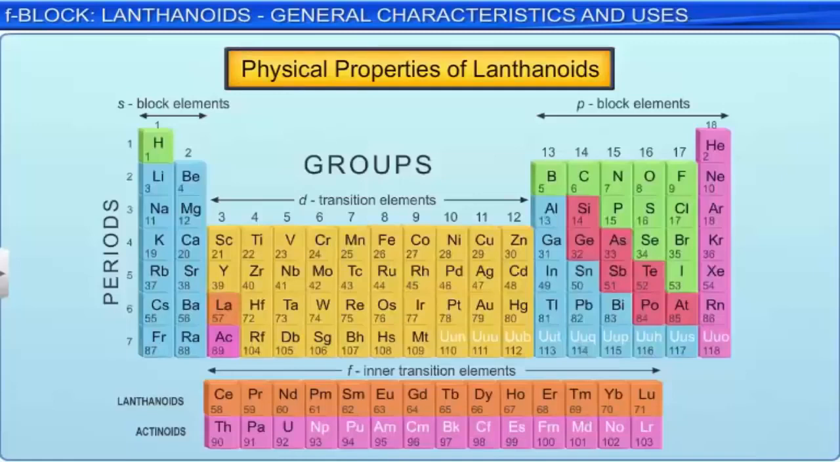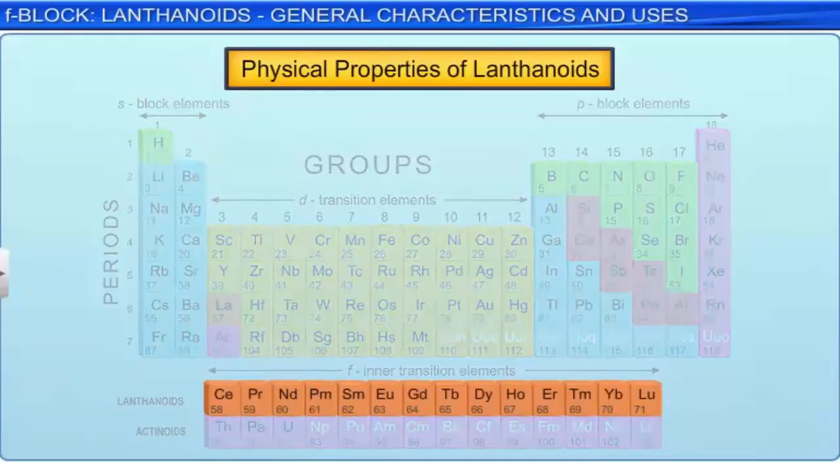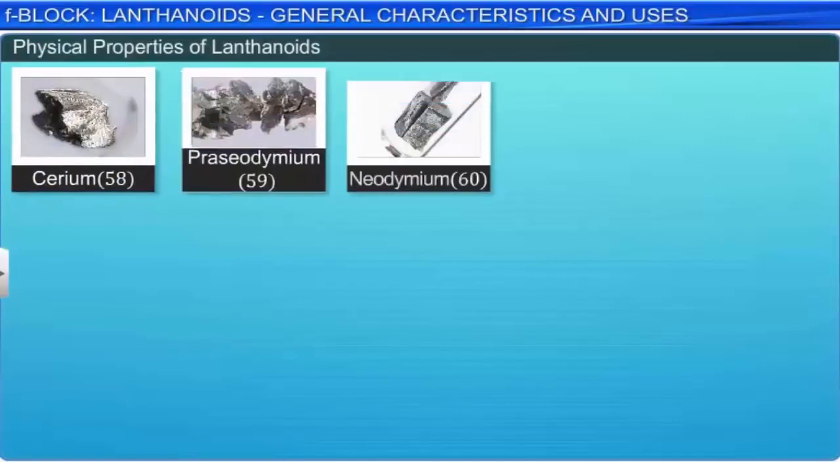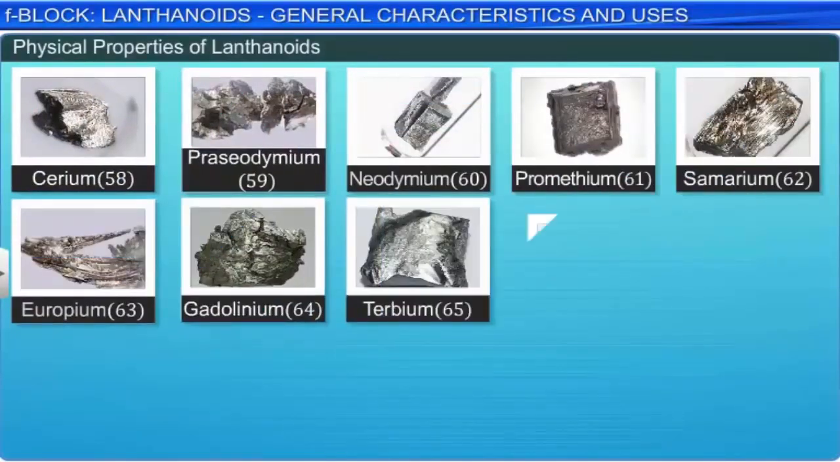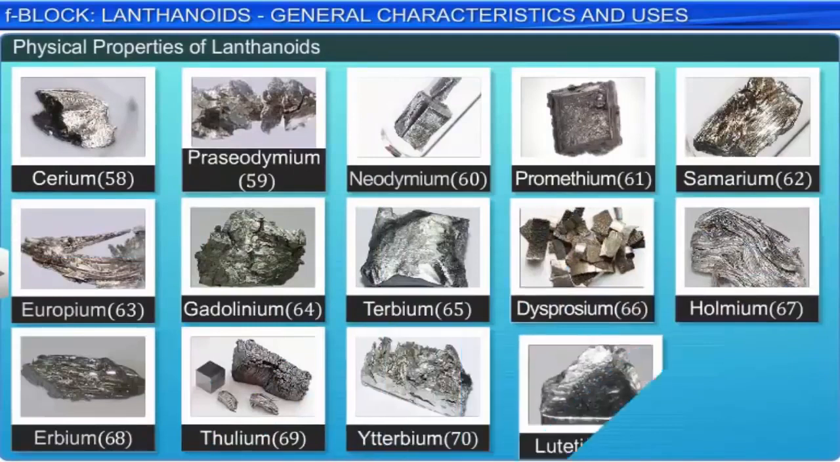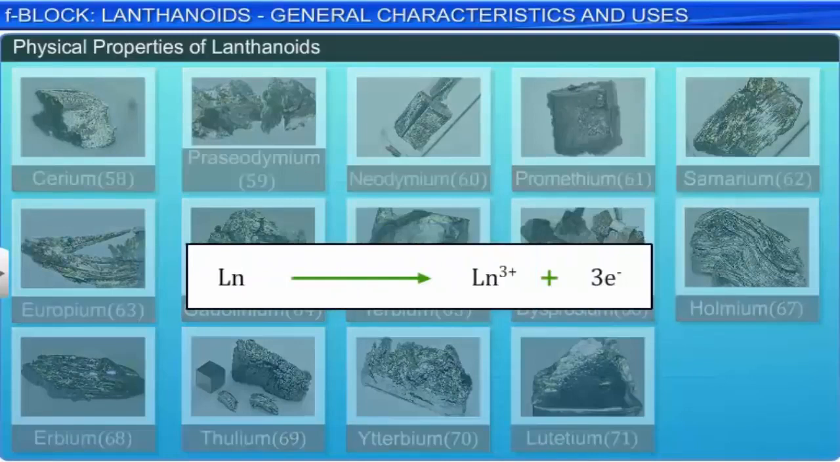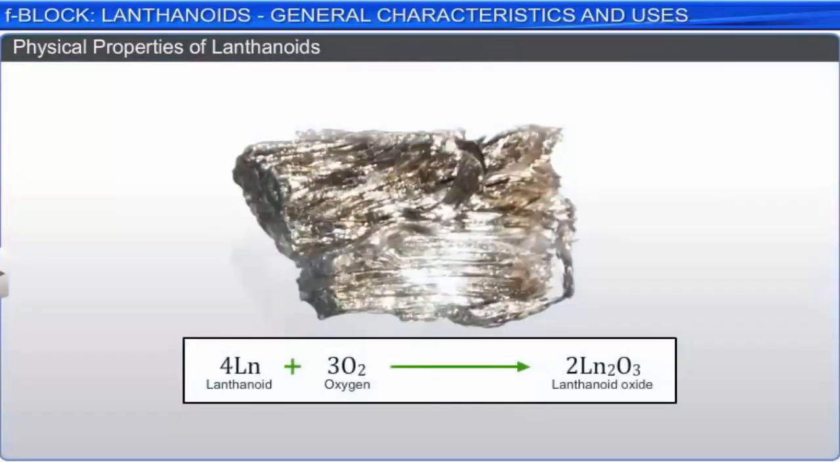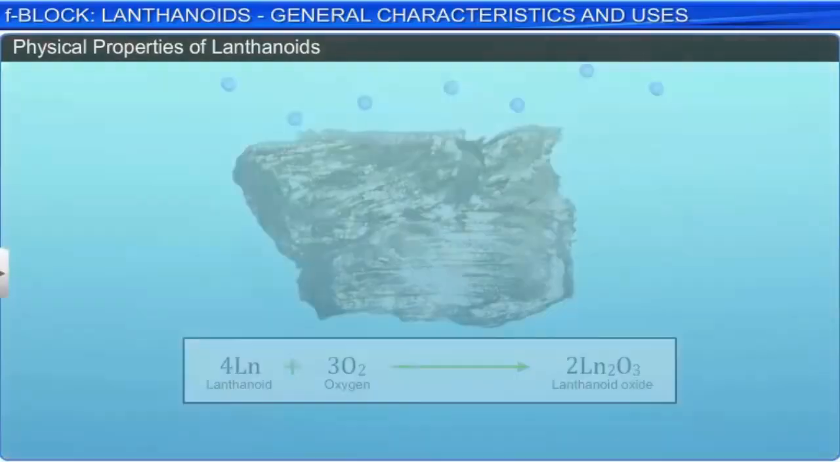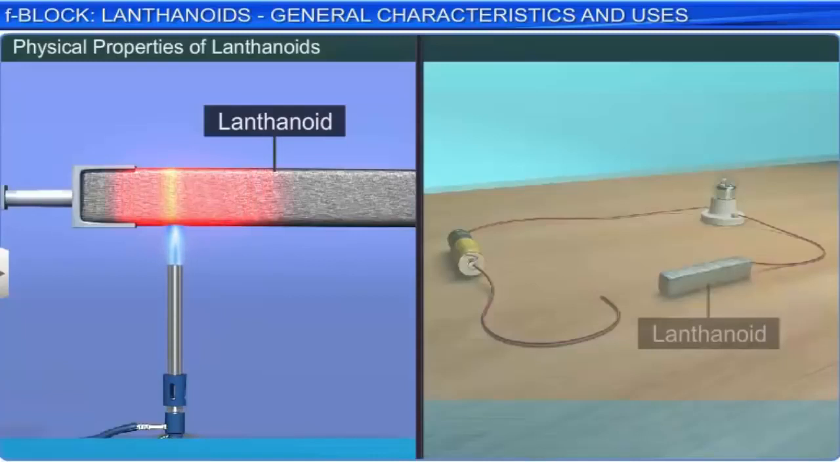The important physical properties of lanthanoids are: all lanthanoids are soft and silvery white metals. The hardness of these metals increases with an increase in the atomic number. They are electropositive and therefore very reactive. They rapidly tarnish in air due to the formation of an oxide coating on their surface. They are good conductors of heat and electricity.